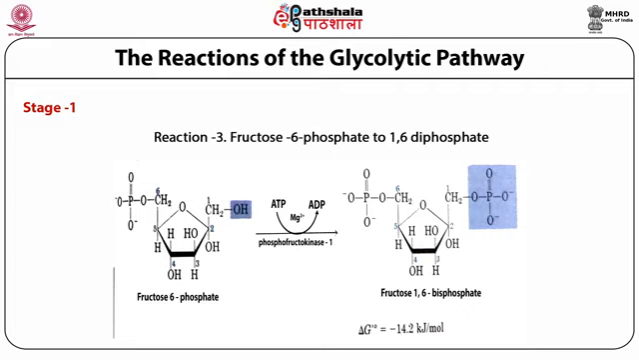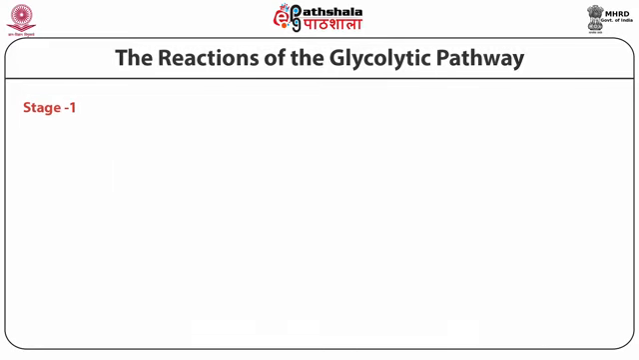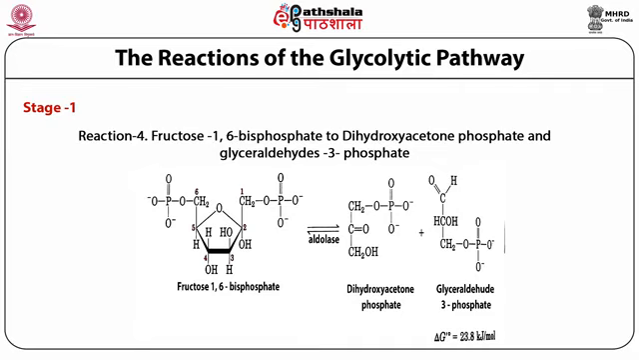Phosphofructokinase is the rate-limiting enzyme of glycolysis in most tissues. It is the major regulatory enzyme of the glycolytic pathway. This is reaction 4 of stage 1, fructose 1,6-bisphosphate to dihydroxyacetone phosphate and glyceraldehyde 3-phosphate. This reaction completes the first stage of glycolysis.